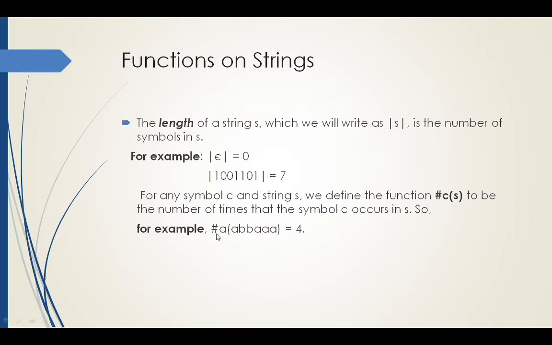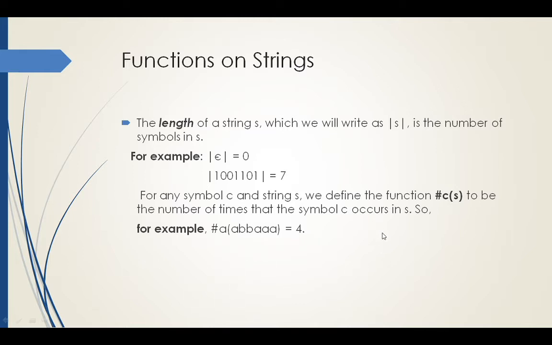Example: here I want to find how many times the symbol a occurs in the given string, which is abbaa. And what does it return? It returns 4. Why 4? Because how many times did the symbol a occur in the string? 4 times. So check it out: 1, 2, 3, 4. So what output do I get from #c(s)? I get 4, because the c value is a here, and s is abbaa. So how many times did a occur in this string? 4 times. So it gives me 4.